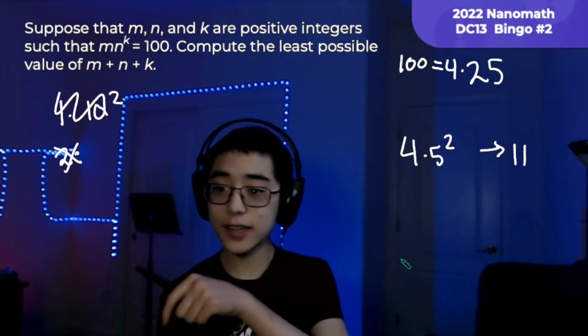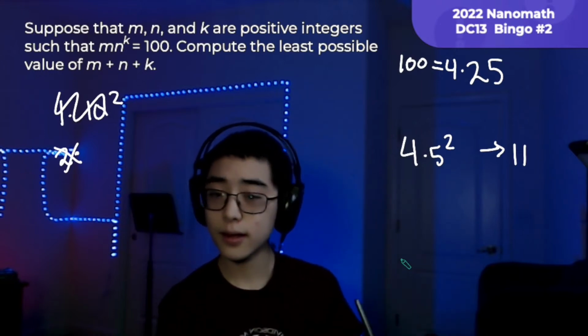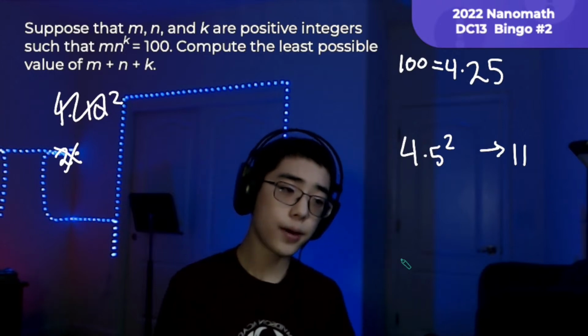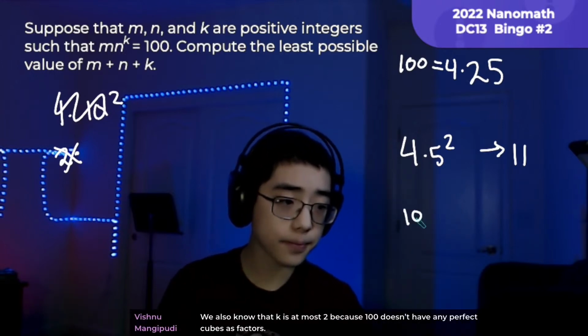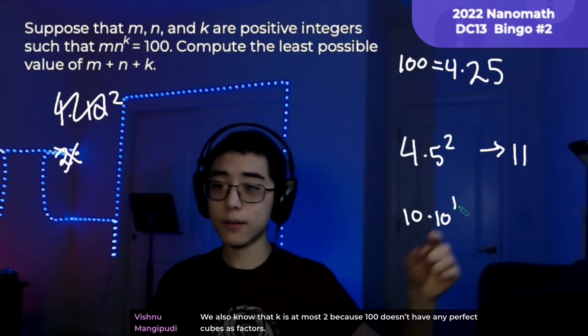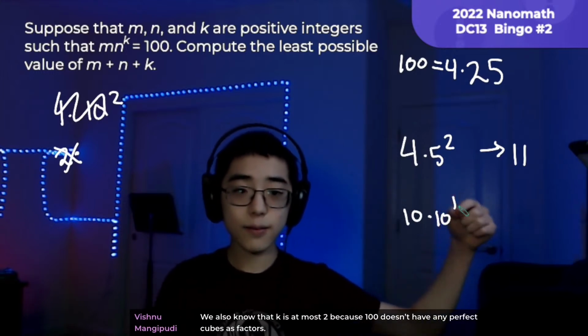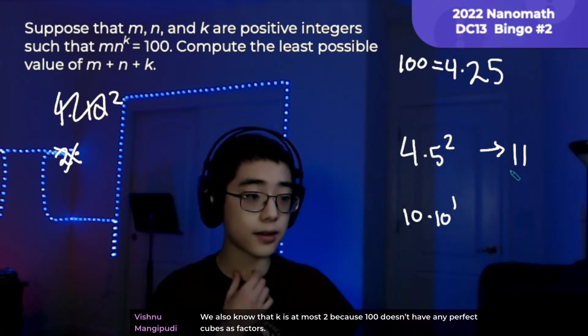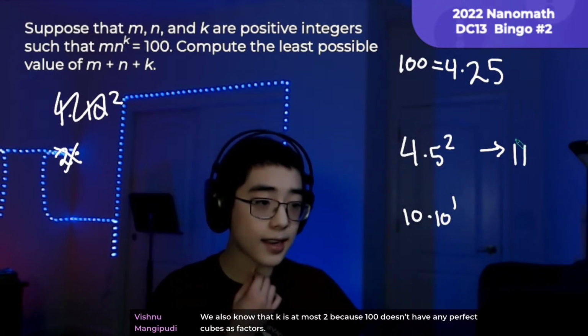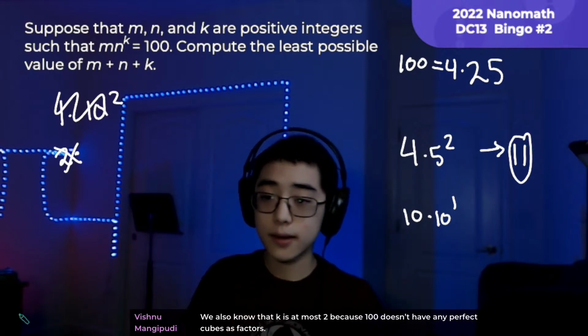And I saw someone here said we could set both equal to 10. Well, I suppose that would work. You could write 10 times 10 to the 1. But then again, we're wasting this exponent here. We want to take advantage of it to get the smallest m plus k. It'll still multiply to 100. So I'm going to guess that 11 is our answer.